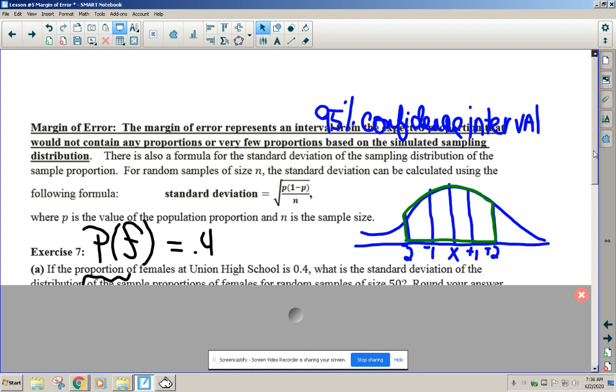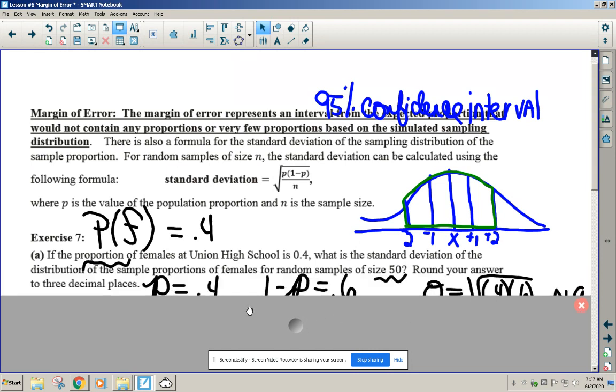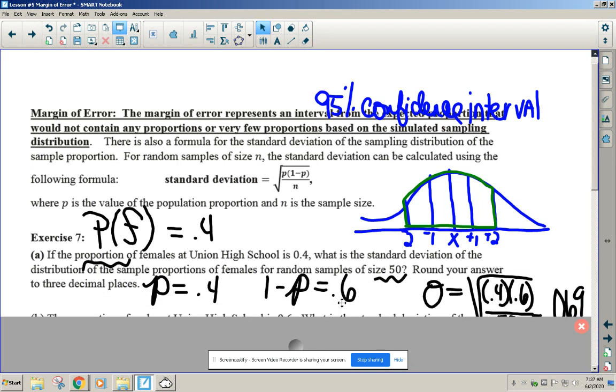So if we look at exercise 7, if the population proportion of females at Union High School is 0.4, what is the standard deviation? All right, well, the proportion of females is 0.4. That means if you're not female, that would give you 0.6.